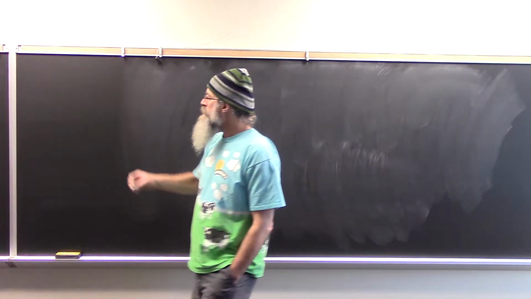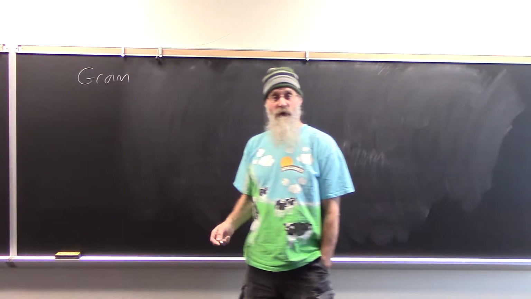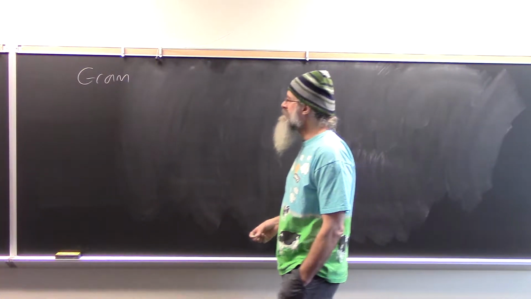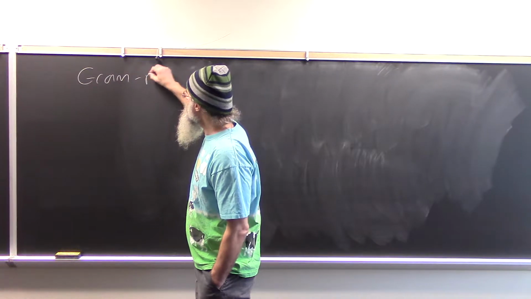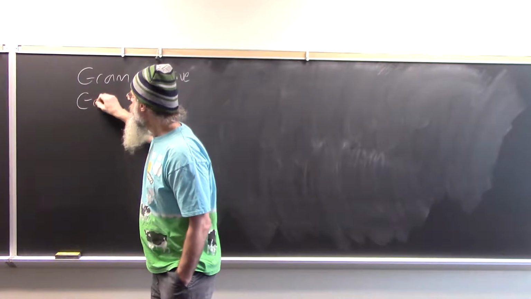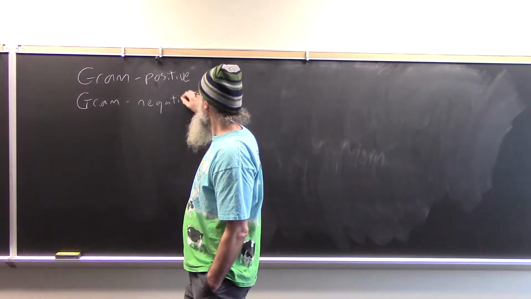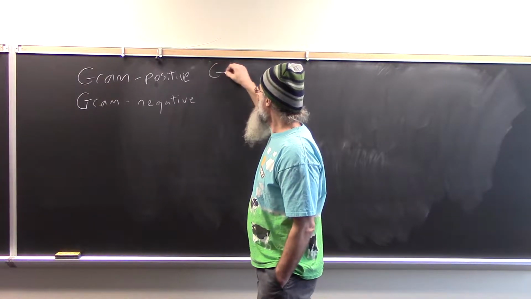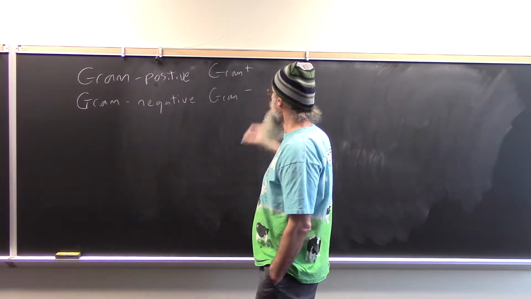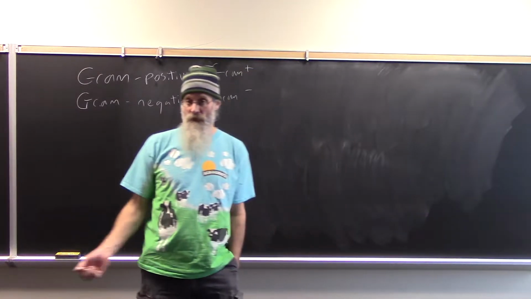Instead, what we're going to talk about is gram-positive and gram-negative. Gram was a person, so we capitalize gram. It is not a reference to a unit of weight. And so we have gram-positive, and we have gram-negative. Or you could say gram positive and gram negative.